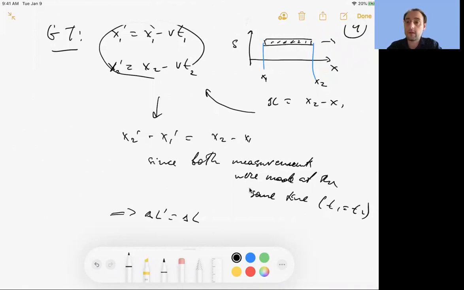I want to remind you, what's the core reason for all those effects? Why do they happen? Pause the video right now. It's a very important question. Where do all those effects come from? They all come from the idea that the speed of light is the same in all frames, okay?